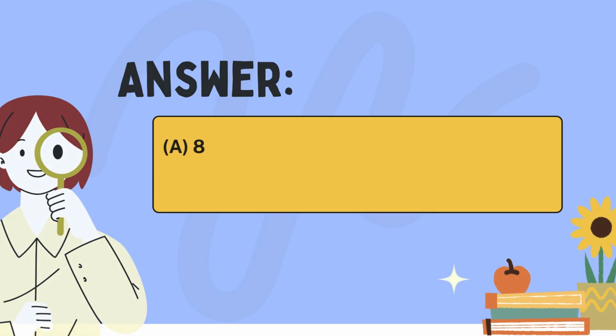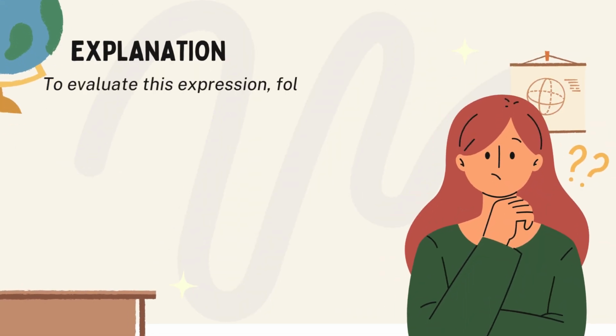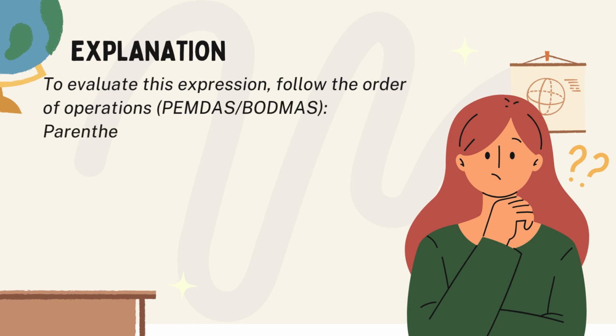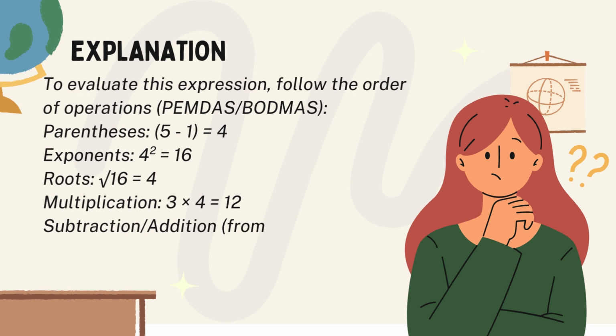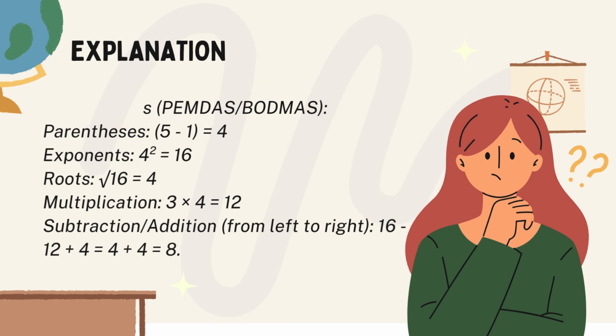Answer: A, 8. To evaluate this expression, follow the order of operations, PEMDAS, BODMAS. Parentheses: 5 minus 1 equals 4. Exponents: 4 to the power of 2 equals 16. Roots: square root of 16 equals 4. Multiplication: 3 times 4 equals 12. Subtraction and addition from left to right: 16 minus 12 plus 4 equals 4 plus 4 equals 8. Any deviation from this order would lead to an incorrect result.